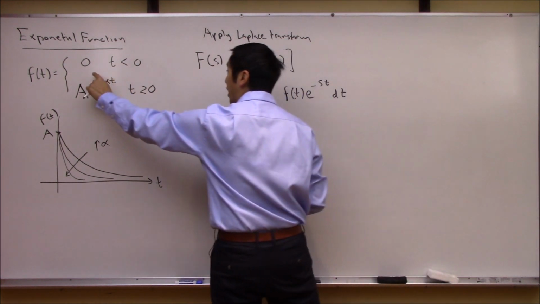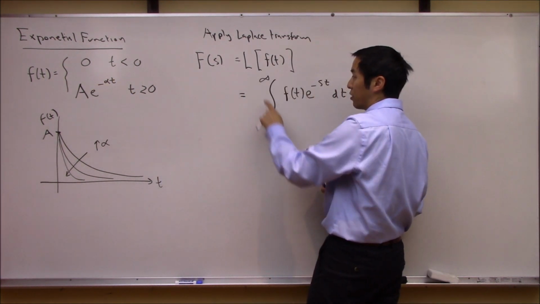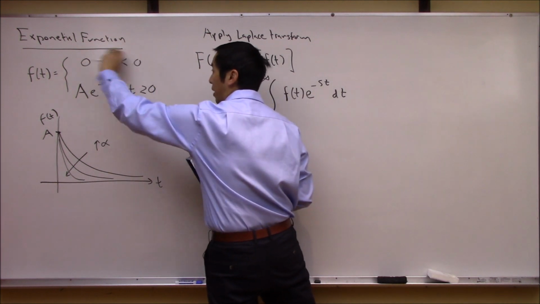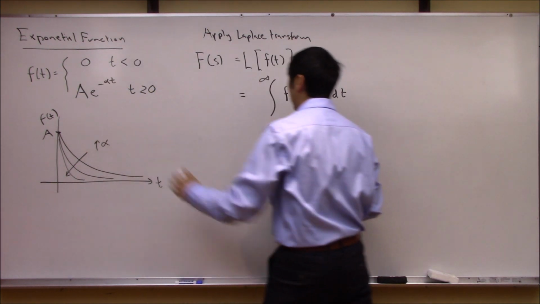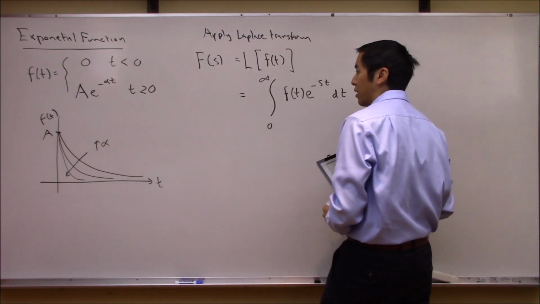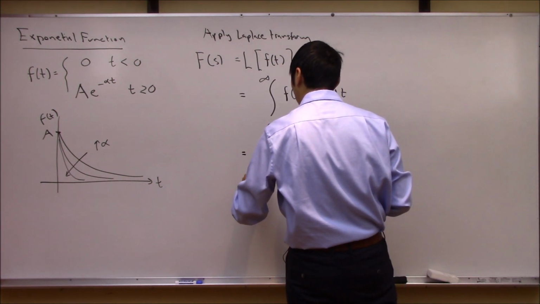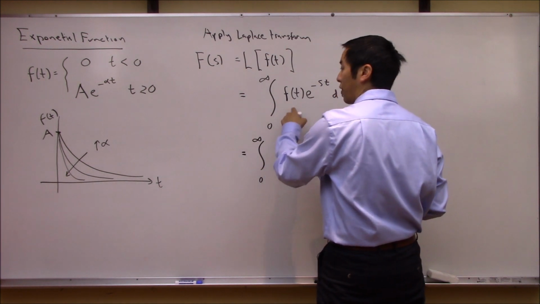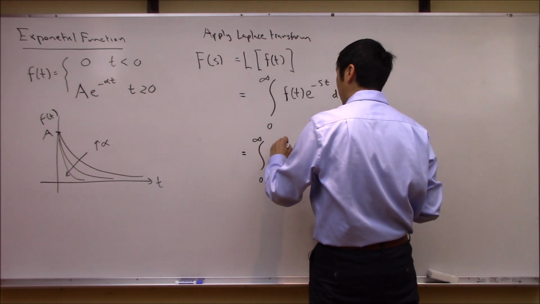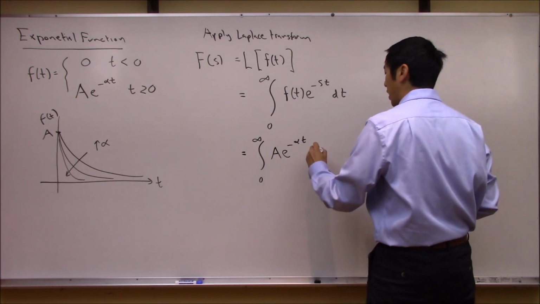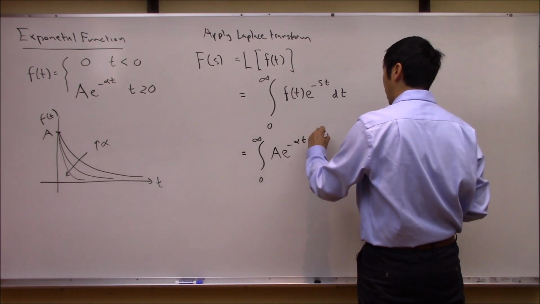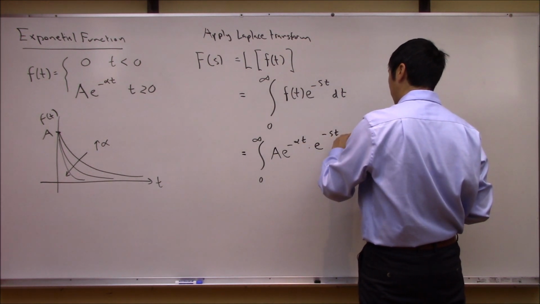Since we're only integrating from time equals 0 to infinity, I don't need to worry about the condition. So all I have to do is plug in a e to the minus alpha t. Let's do that right now. This is now the integral from 0 to infinity. My function f here is a e to the minus alpha t, times e to the minus st dt.